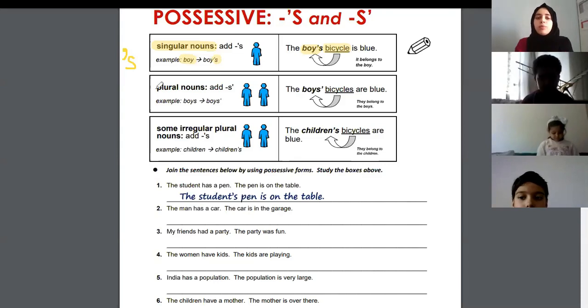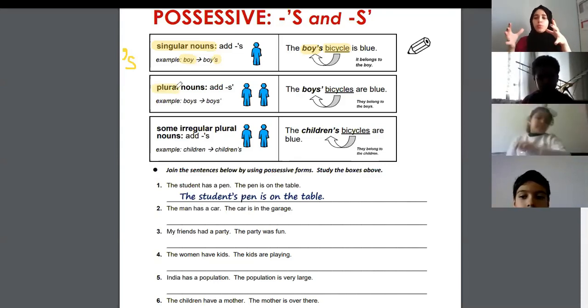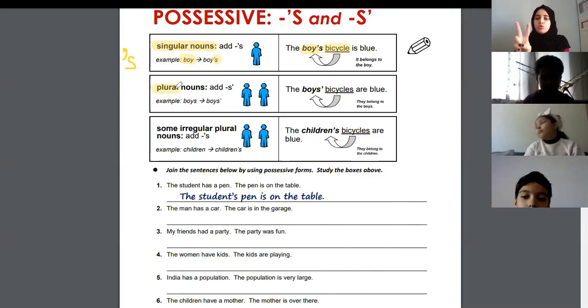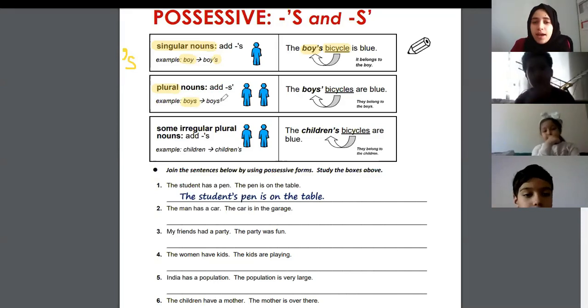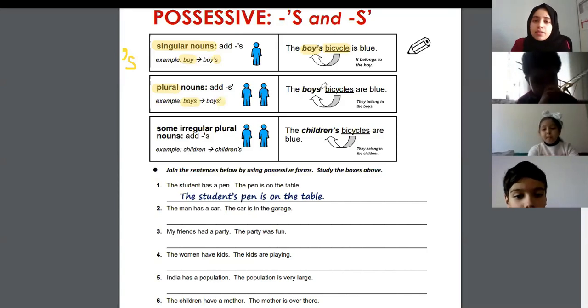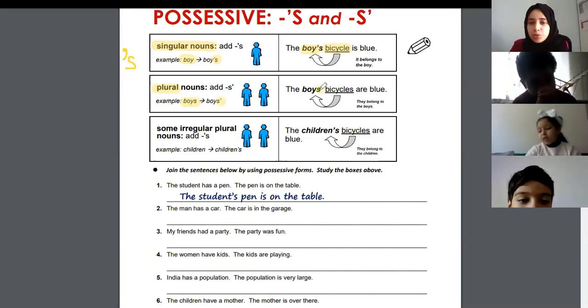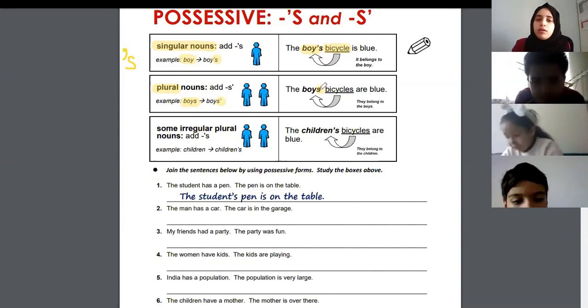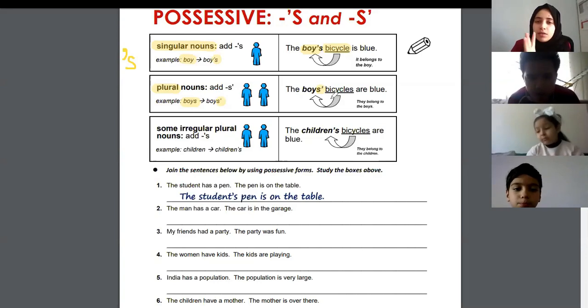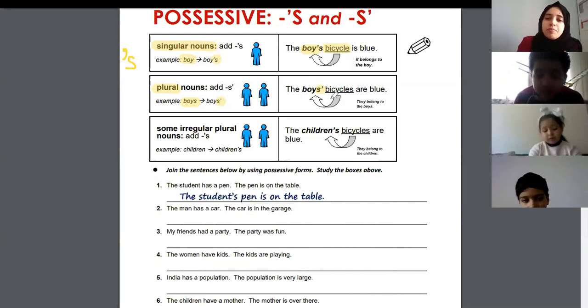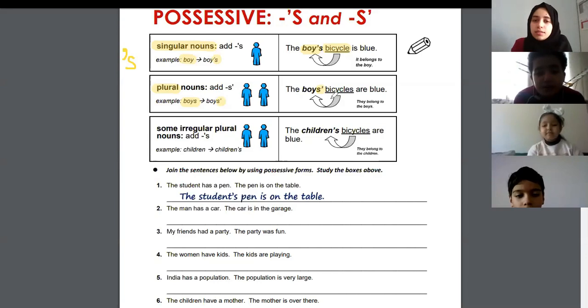Plural noun. Plural means a group of things. So you have two boys, and sometimes it's more than two. So because it's plural, it already has S at the end of it. And because it has S, we add apostrophe at the end. Notice here, because it's plural, we have more than two boys or two or more nouns. The apostrophe is added at the end. So the bicycles belong to the boys. They are the boys' bicycles.